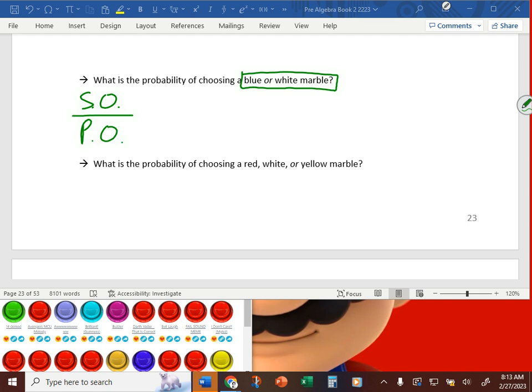39. Did you add 24 and 15? Yeah. Okay. So 24 blue plus 15 white, right, equals 39 total successful outcomes out of 60. There's still 60 marbles in the bag. There's your fraction. What is that as a percentage? 65. And how'd you get that? 39 divided by 60. Did you get 0.65? Yeah. Okay.